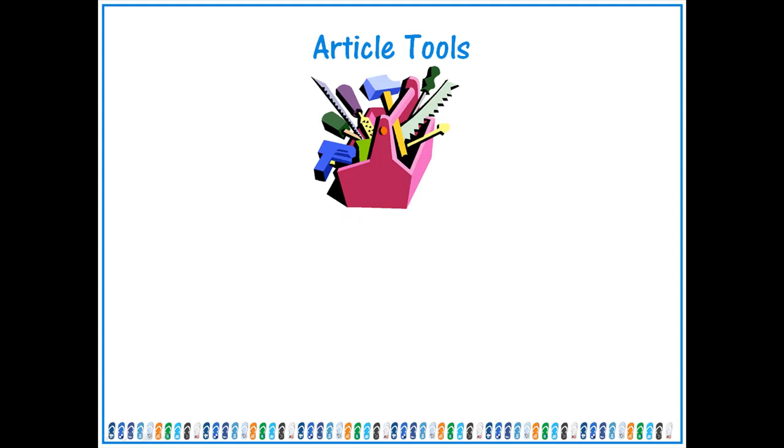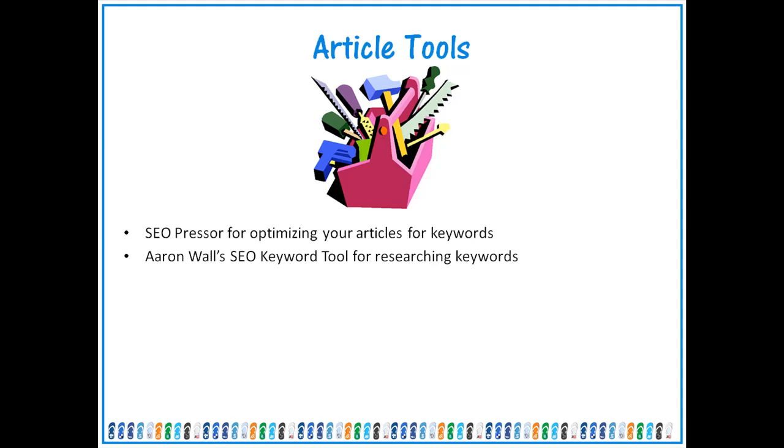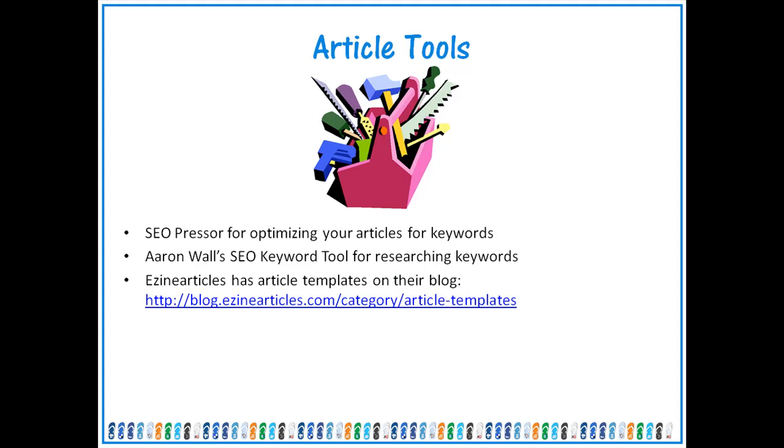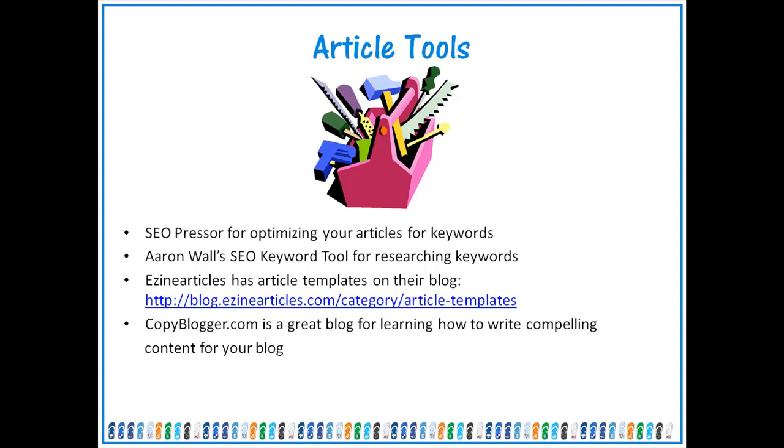And we're just about to wrap up here, guys. Article tools, just a few things I want to share with you. SEO Pressor is for optimizing your articles for keywords. This is what we actually use at my branding system. Awesome. I love it. It just made life easier with the little checklist and how to do that. You can also use Aaron Wall's SEO keyword tool for researching keywords. Ezine, I always say that wrong, sorry, has article templates on their blog. Copyblogger.com, I recommend that as a source. Maybe subscribe, because it is a great blog for learning how to write compelling content for your blog.